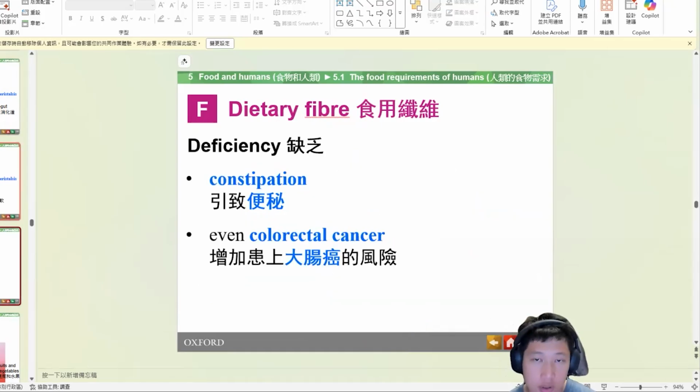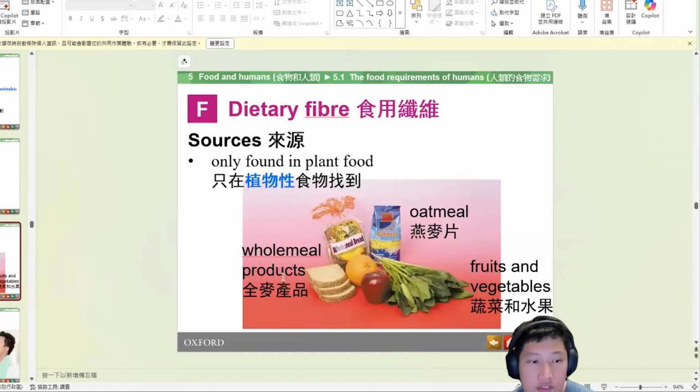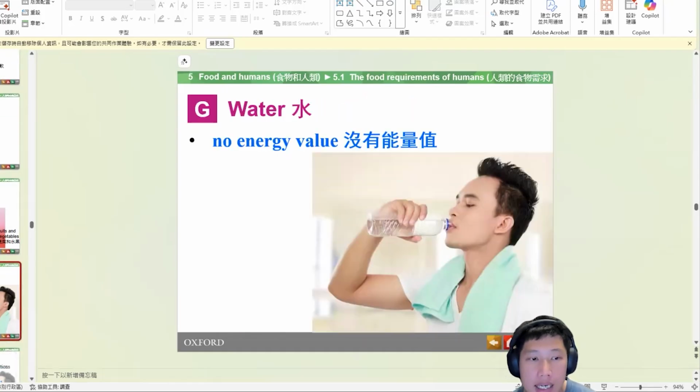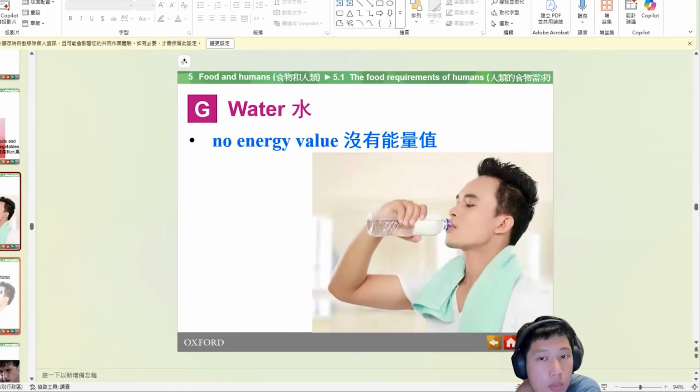So if we are insufficient in dietary fiber, then in this case we will have constipation, and this will increase the risk for us to have colorectal cancer. So where can we find the dietary fiber? It is mainly found in plant-based food, for example, the vegetables or the fruits. And the last one would be water.